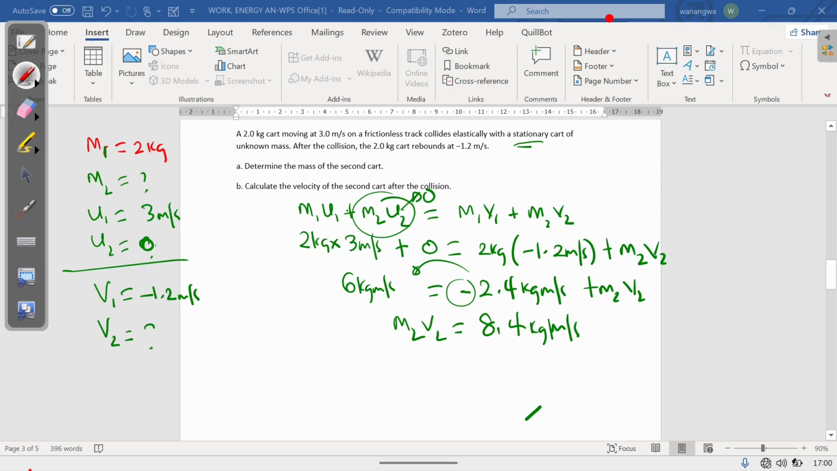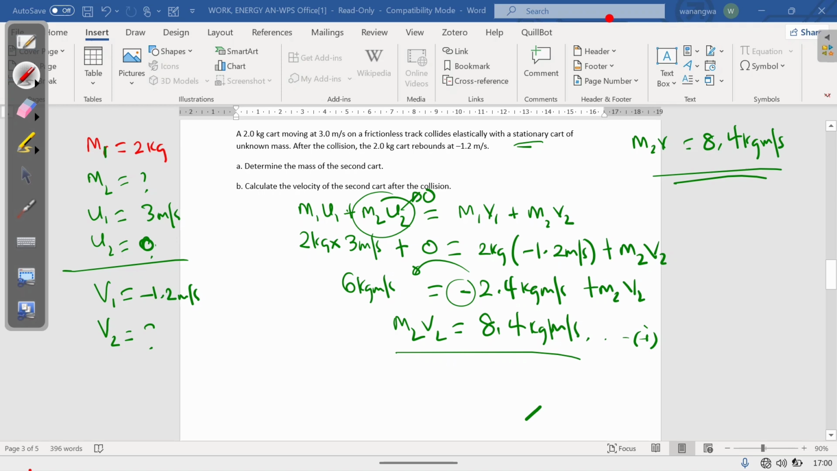That will be the solution right here. So we will label it as equation number 1. Okay, so let me write it here. m2 v2 equals 8.4 kg meters per second.